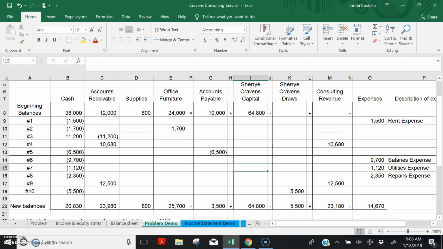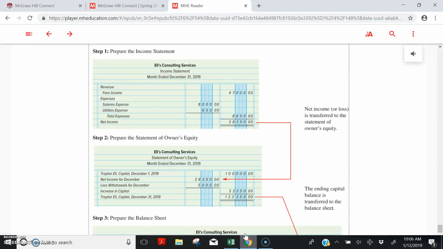Please pause your video for a minute and turn to page 35 in your textbook. Let's look at figure 2.6 to see the process of preparing financial statements.